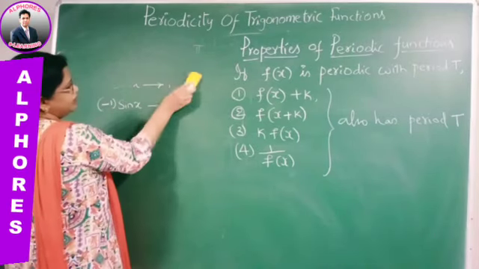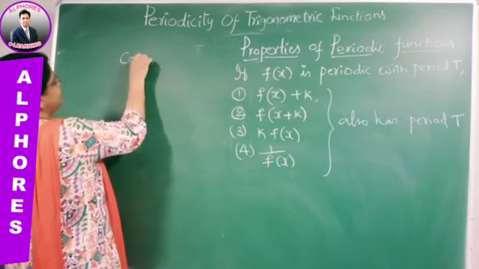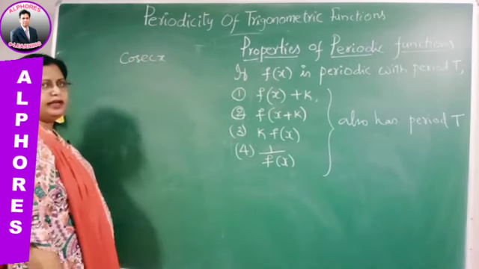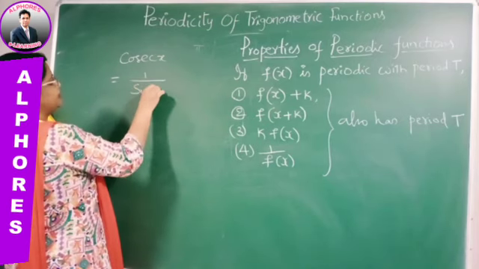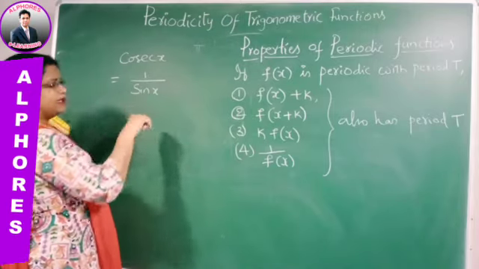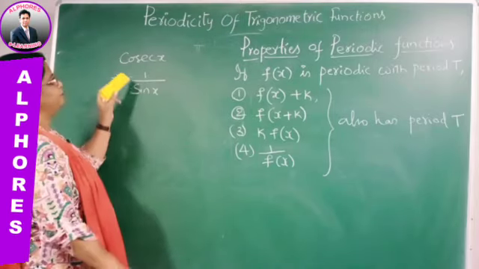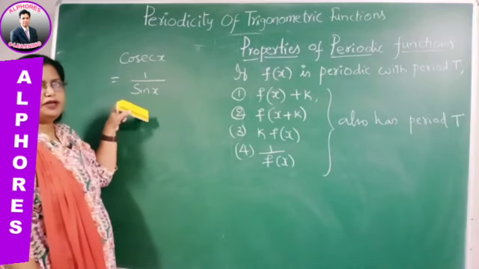And let us take another example. Suppose it is given as cosecant x. Understand, what is actually cosecant x? It is equal to 1 divided by sin x. Got it? This is 1 by sin x. What is sin x period? Actually 2 pi. Then we are not writing cosecant x period is 1 by 2 pi.